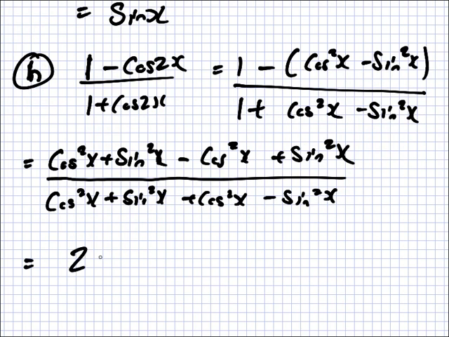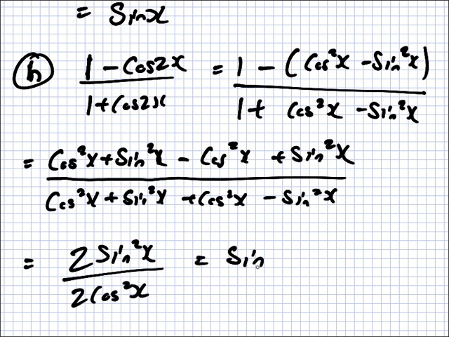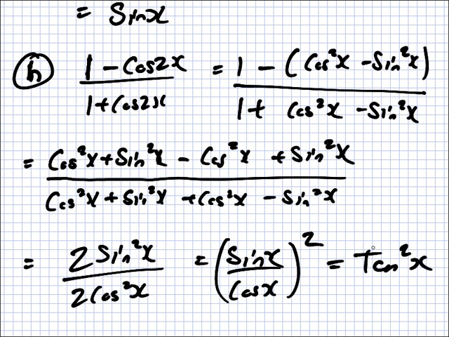On the top, I'll have 2 sine squared x. And on the bottom, what will I have? 2 cos squared x. Which equals tan squared x. See, these are all proofs, trying to prove it. Do you want to write any of these down, or are they okay?